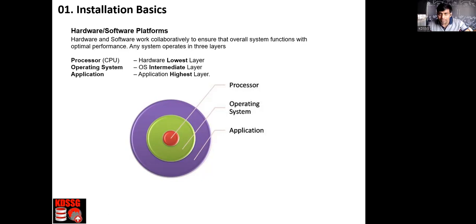No Itanium is available. No 32-bit is available. The only option you have for SQL Server 2019 is 64-bit. Sir, I think let's stop here. And by the way, one more thing.